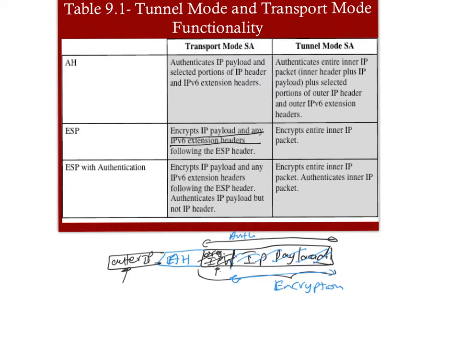Now, in the transport mode, the original IP header is used and there is no outer IP header. It's one IP header, and in that case, it should be left exposed. It should not be encrypted.